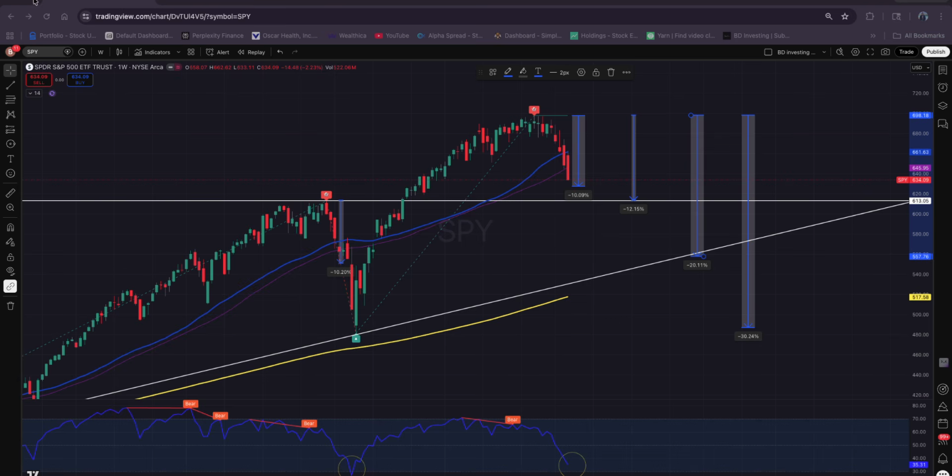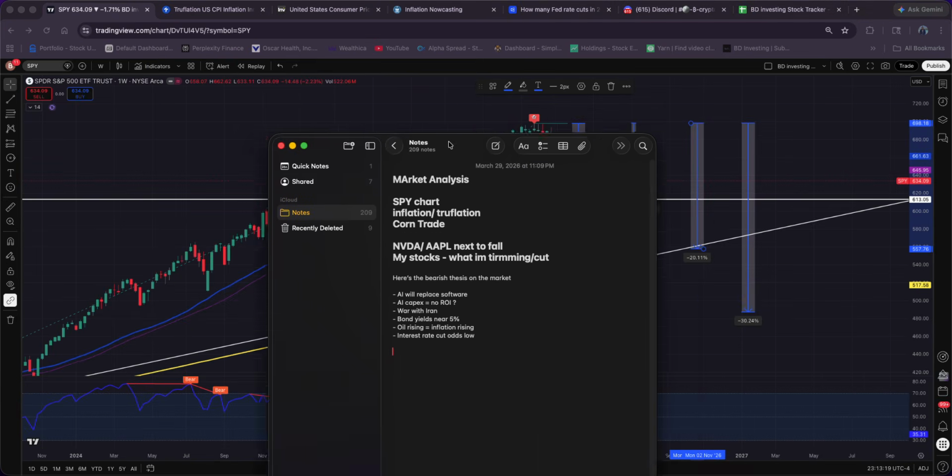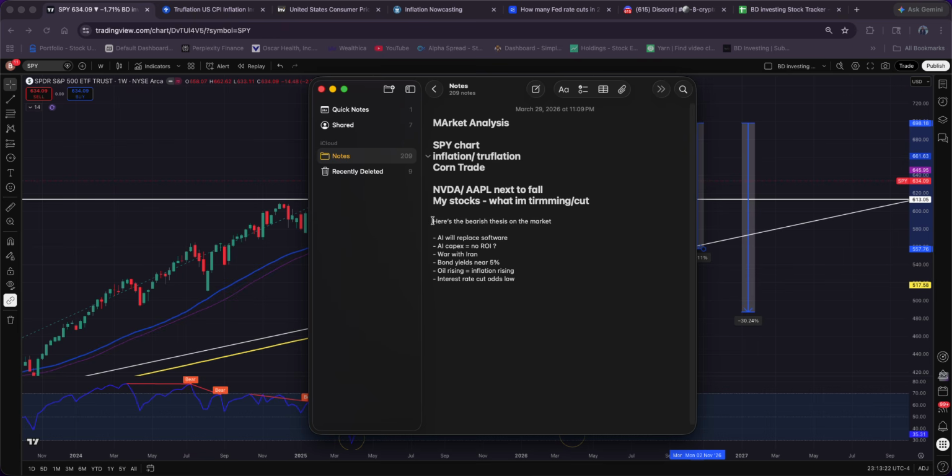First things first, we're gonna look at the SPY chart. But before we get into that, we gotta look at some things. So here's the bearish thesis on the market and why the market has been going down.